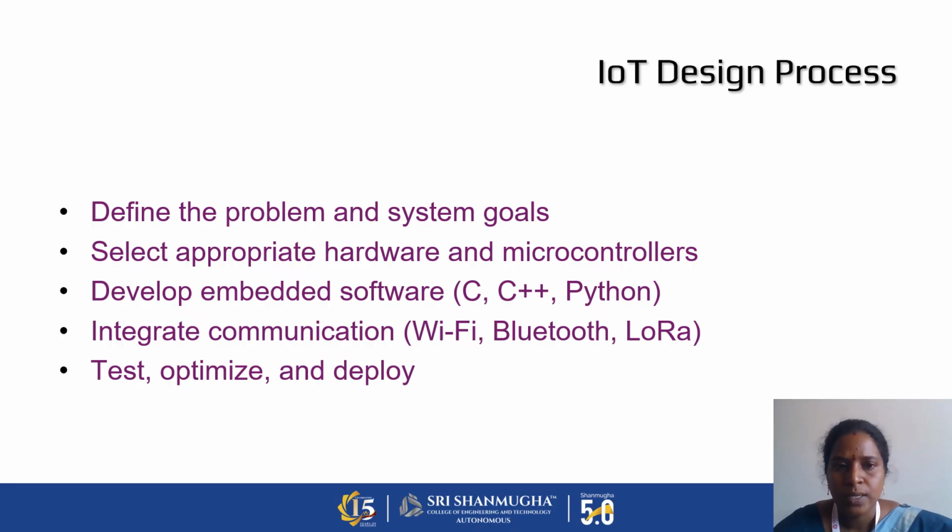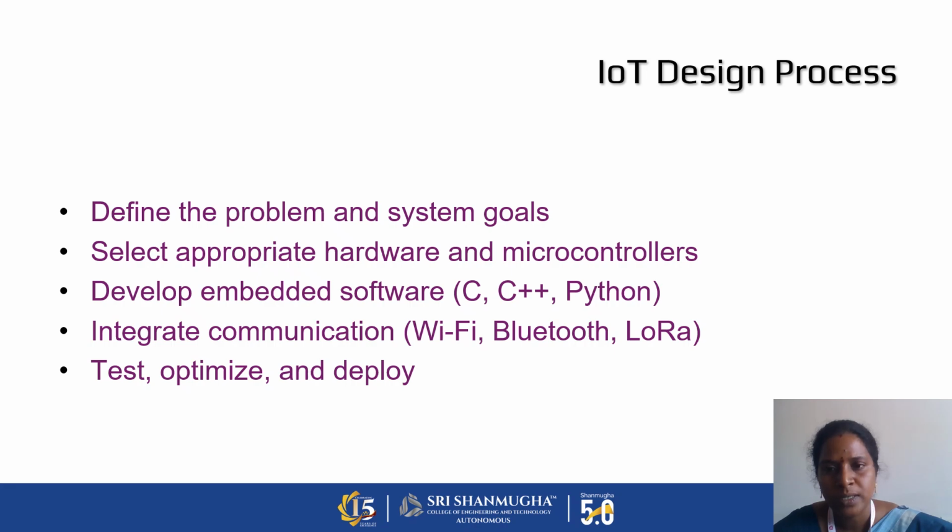Next, the design process. First of all, find out the problem and how to get the solution by using IoT, and set the system goal to utilize embedded systems and IoT to execute the entire process within a short time period. Then select appropriate hardware and microcontrollers, develop embedded software using C, C++ or Python, integrate communication such as Wi-Fi and Bluetooth, and test, optimize and deploy.